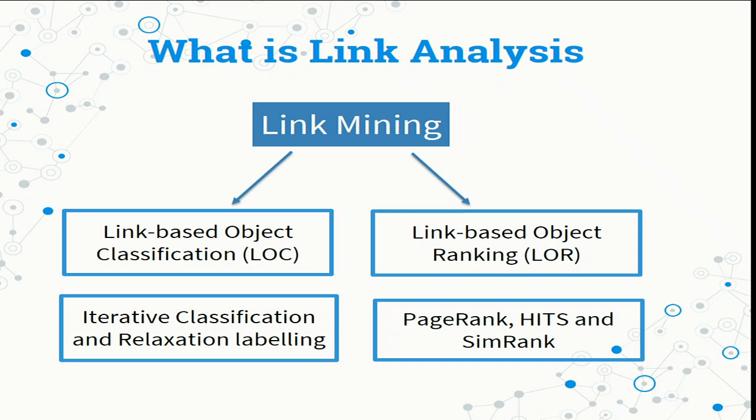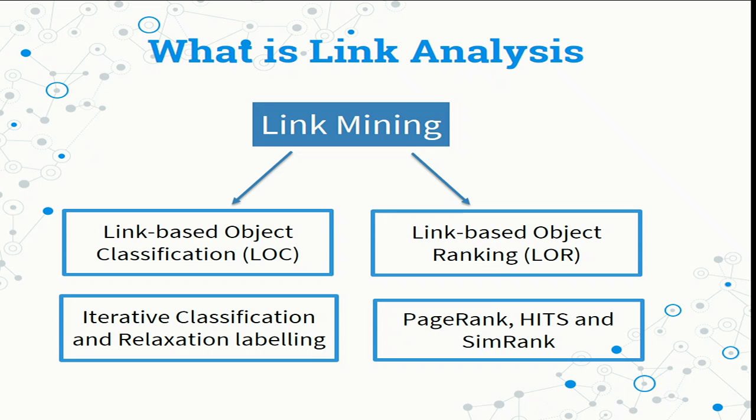And the other category is link-based object ranking. So you want to rank the objects according to how important they are, looking into factors that will affect their importance. The algorithms we use would be PageRank, HITS, and SimRank, which is not our focus for today. So our focus will be on link-based object classification.